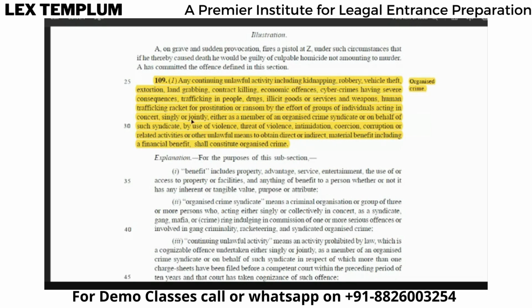All these are included in organized crime. So singly or jointly, either as a member of an organized crime syndicate or on behalf of such a syndicate. Syndicate over here means a group of people that have been engaged in organized crime, by use of violence, threat of violence, intimidation, coercion, corruption, or related activities, or other unlawful means to obtain direct or indirect material benefit, including a financial benefit, shall constitute organized crime. So this is a very, very important section. You must know that all.